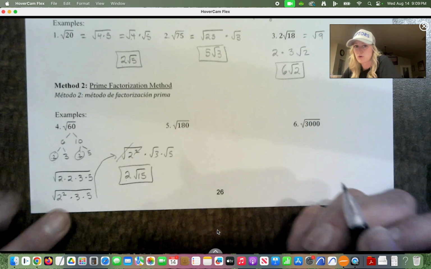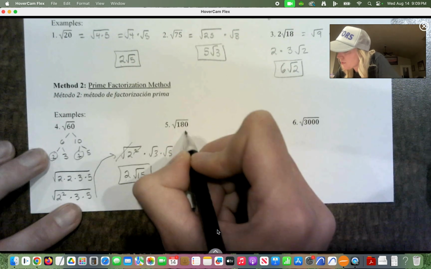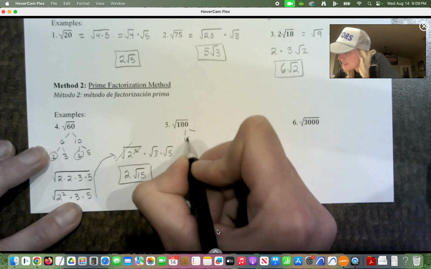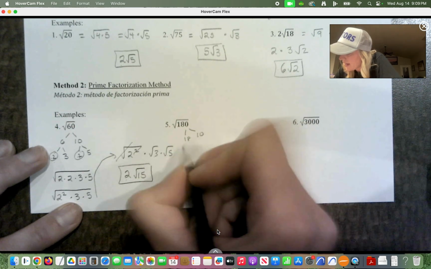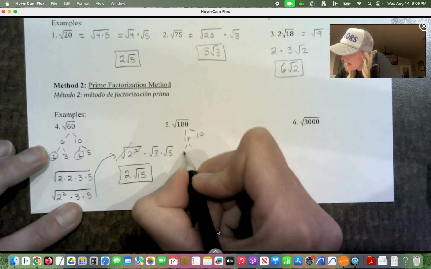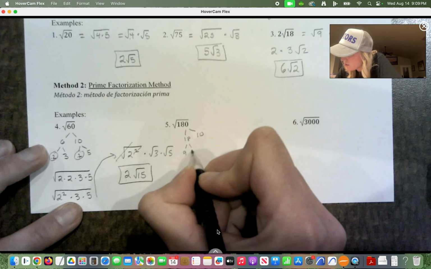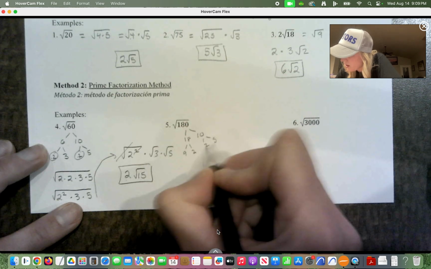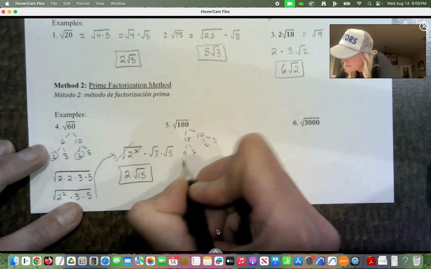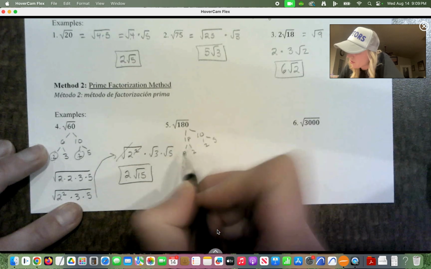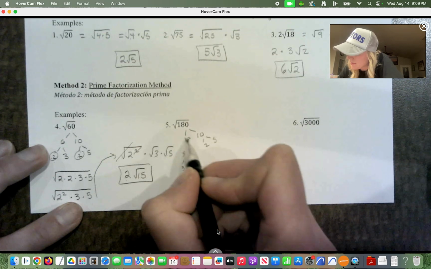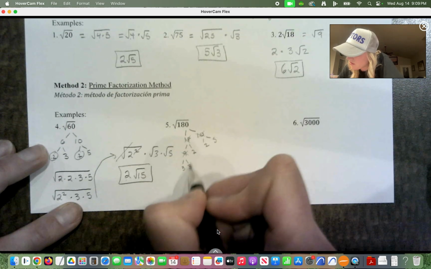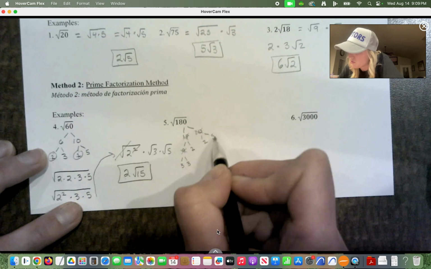So let's try this with 180. I'm going to break it down. I'm going to do 18 and 10. 18, I can keep going with that. I can do 9 and 2. 10, I can do 2 and 5. Those are prime. 2's prime. 9's not prime. I can keep going with 9. Once I've broken it down to its prime factors, I'm not going to use these numbers anymore. So these are the prime factors: 3, 3, 2, 2, 5.